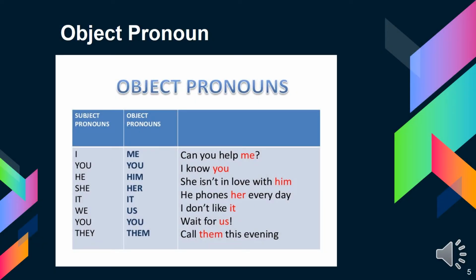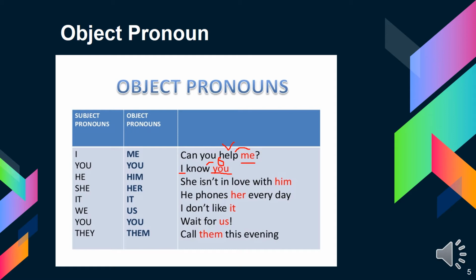Here, what about object pronouns? Let's refresh our memories. Here we have the first column, subject pronouns, that appear at the beginning of the sentence and they are always before the verb: I, you, he, she, it, we, you, they. While the object pronouns appear after the verb, sometimes at the end of the sentence or in the middle. Like this example, can you help me? So here, me is an object pronoun and it is after the verb. Help is the verb. Okay, I know you. So here, by the way, I is a subject pronoun while you is an object pronoun. Why? Because it comes after the verb. And so on.